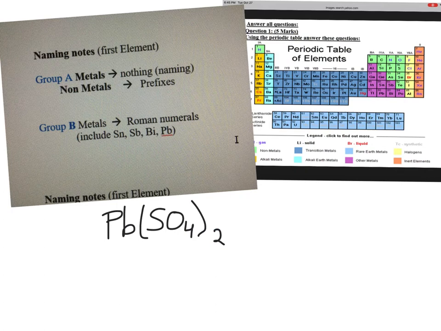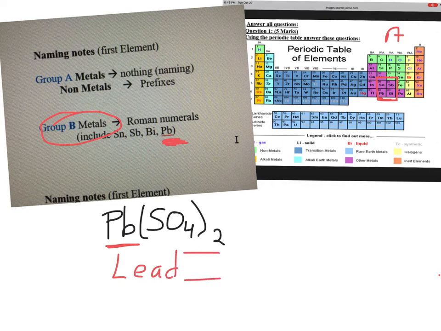Okay, so now remember that lead is one of your exceptions over here. It is in group A, but is one of those exceptions that you have, PB. So that means it's going to function like a group B. Now PB is lead, and therefore it's going to have a Roman numeral because it's a group B. SO4 is sulfate, and that comes right off your chart. So you're going to just write sulfate.